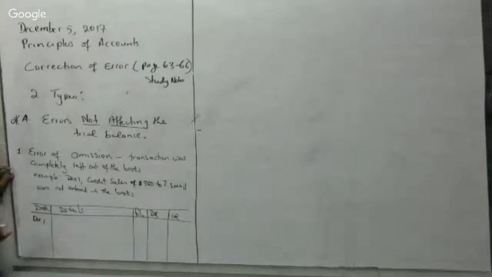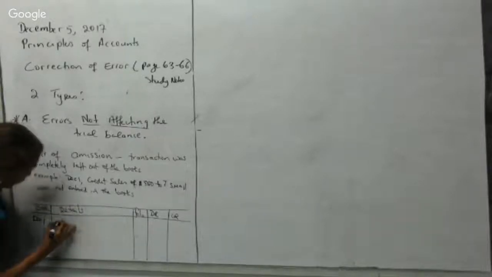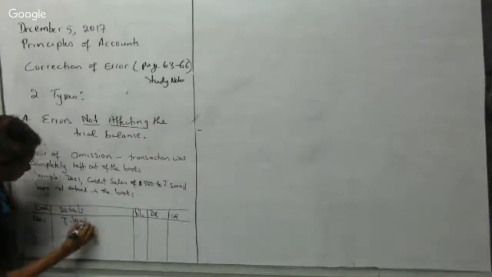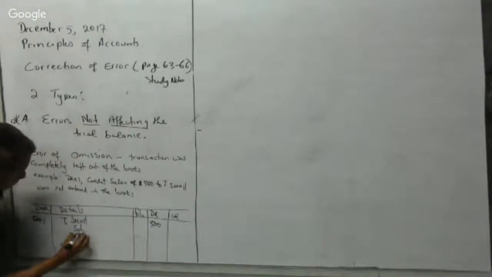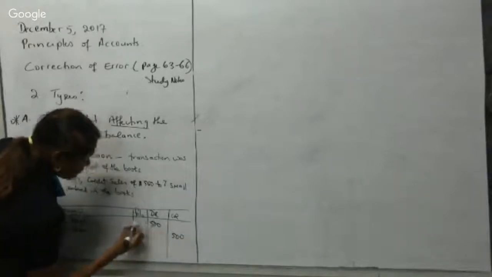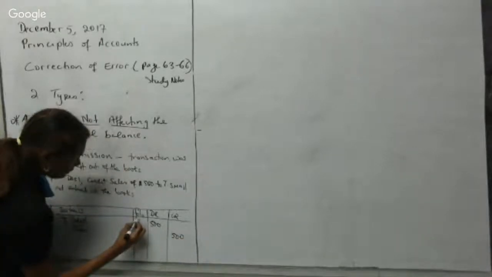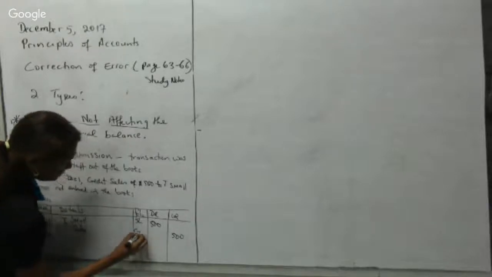So on December the 1st, if we're going to sell goods to T small, what should our double entry be? Credit sales and debit T small, right? Now that is what should have been done. It was never done before, so we're going to do it now. So you go ahead and you debit T small for 500 and you credit your sales for 500. Remember, T small is a customer, so that's simply SL for the sales ledger and GL for the general ledger.